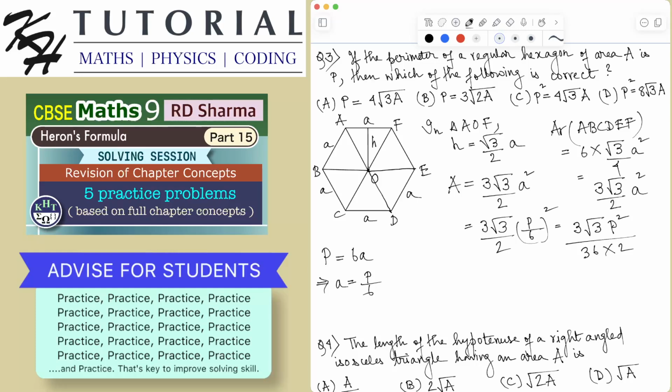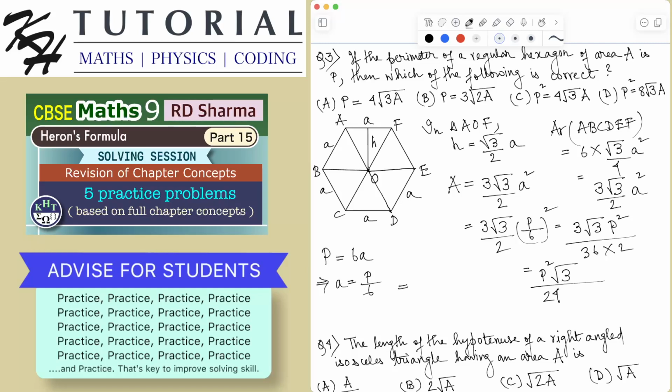Okay. So this is equal to 3 square root of 3 P square divided by 72, which simplifies to P square square root of 3 divided by 24.